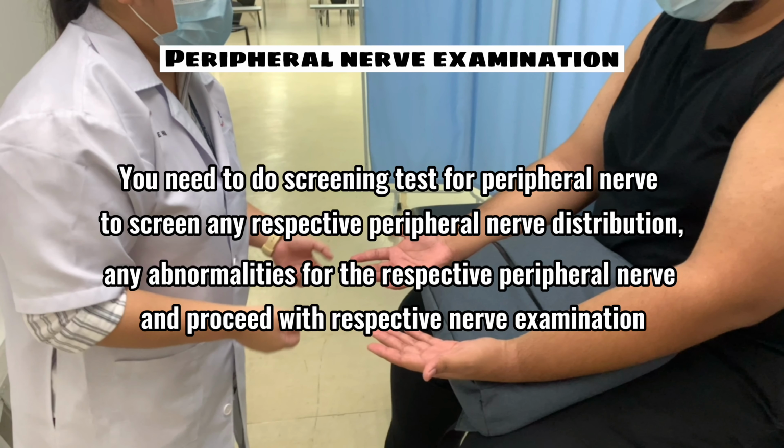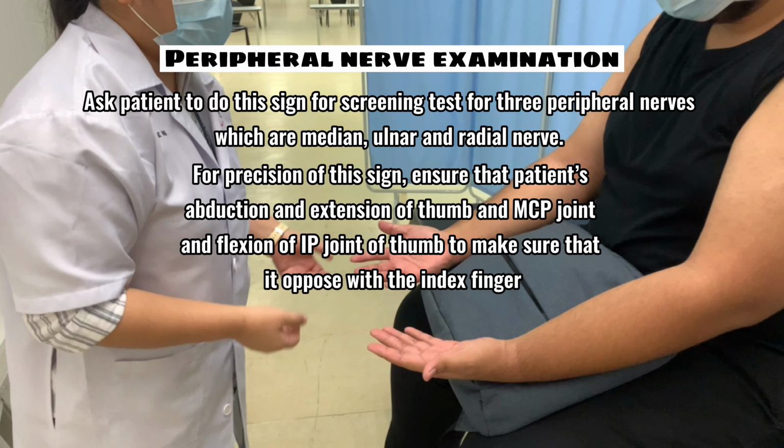For peripheral nerve examination, you need to do screening tests to screen the respective peripheral nerve distribution, any abnormalities for the respective peripheral nerve, and proceed with the respective nerve examination. Ask the patient to do this sign for screening tests for 3 peripheral nerves, which are median, ulnar, and radial nerve. For precision of this sign, ensure that the patient's abduction and extension of the thumb and metacarpophalangeal joint and flexion of the interphalangeal joint of the thumb make sure that it opposes with the index finger.